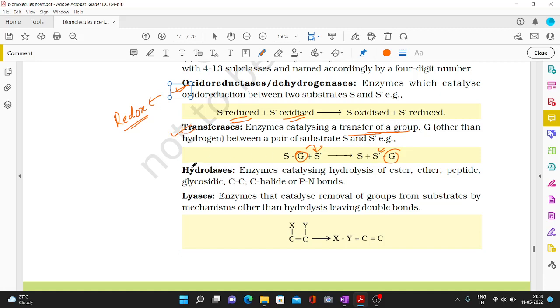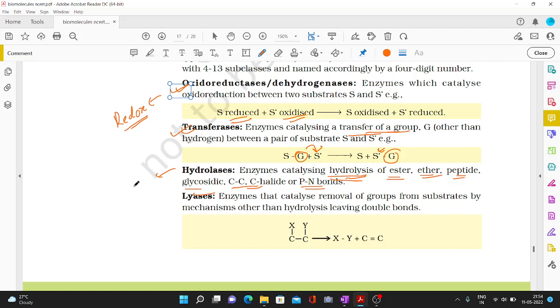Then come hydrolases. Hydrolases basically means enzymes which can break down, okay, or undergo hydrolysis. Okay, so there are different bonds in biology, like ester bonds, ether bonds, peptide bonds, glycosidic bonds, carbon-carbon bonds, carbon-halide bonds, phosphorus and nitrogen bonds, right?